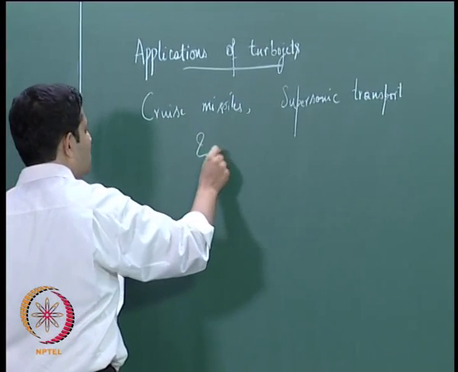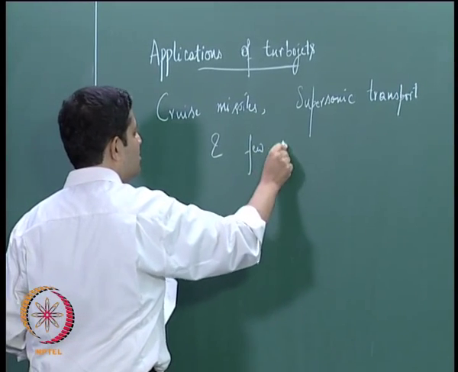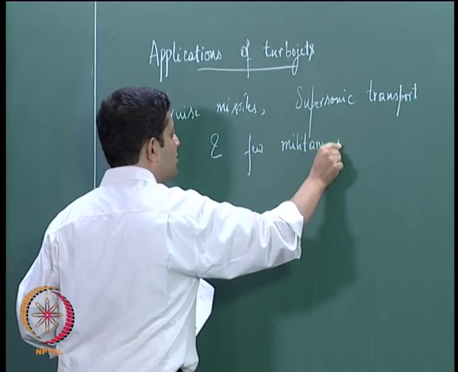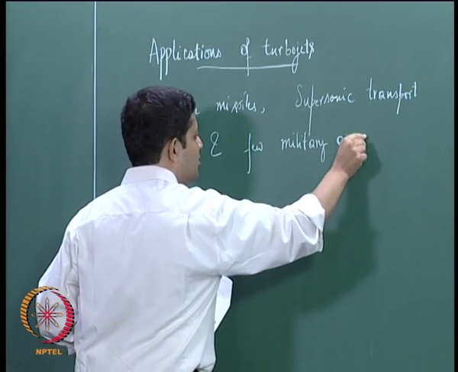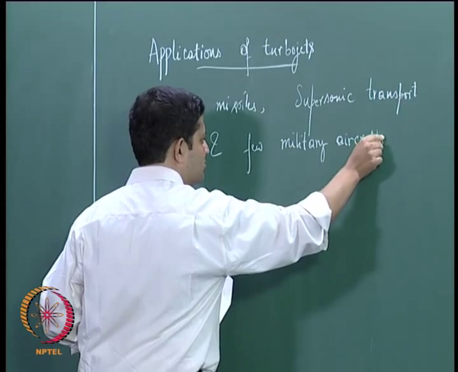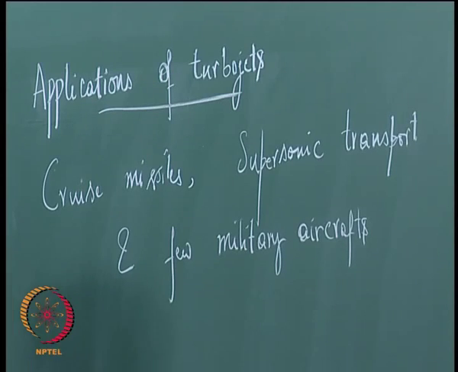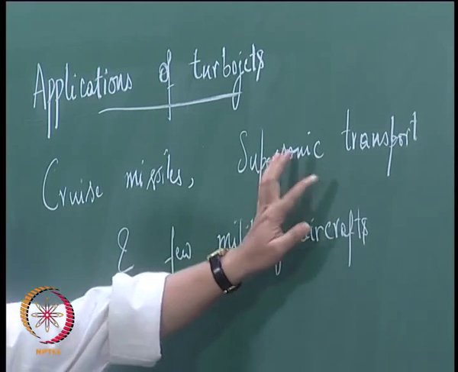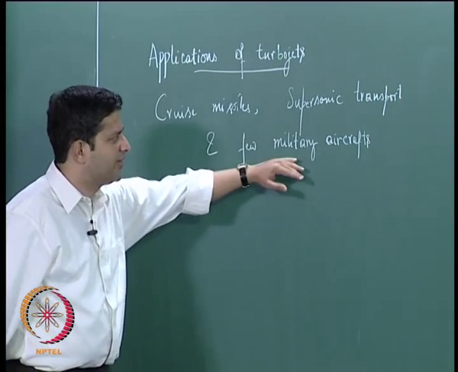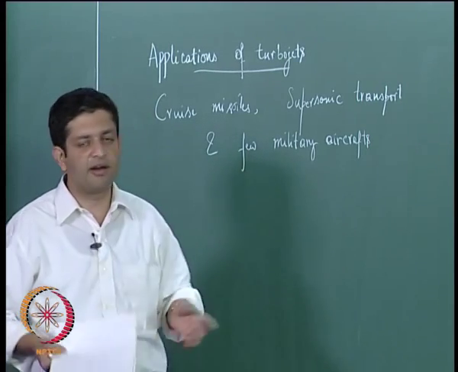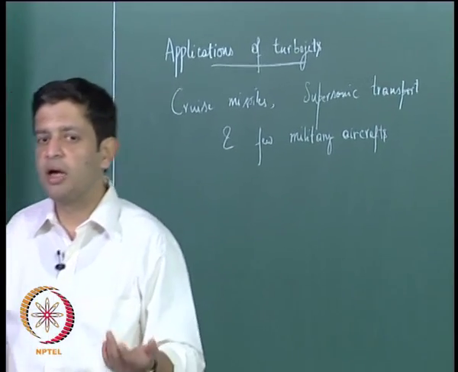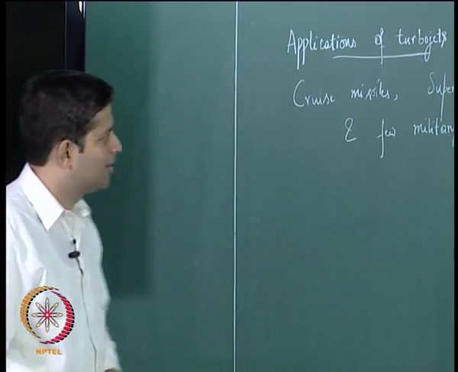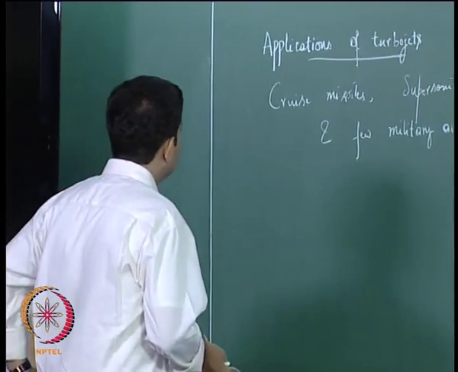and the supersonic transport was the Concorde that was using it. Okay, and very few military aircrafts use it. Most military aircrafts currently use a low bypass turbofan. We will look at what a low bypass turbofan is and why they use that a little later.